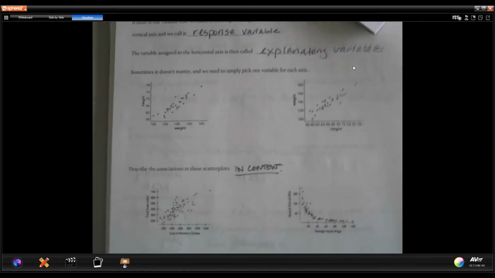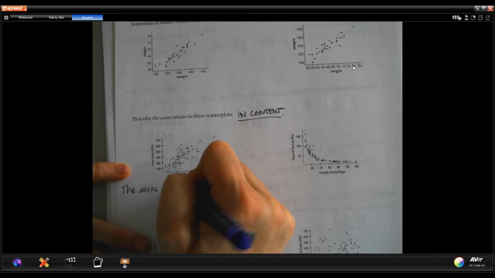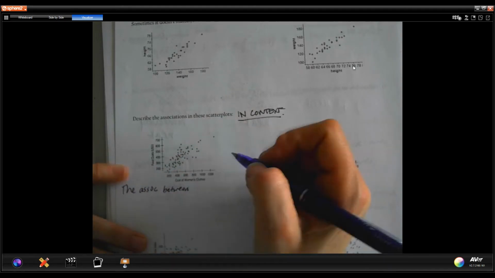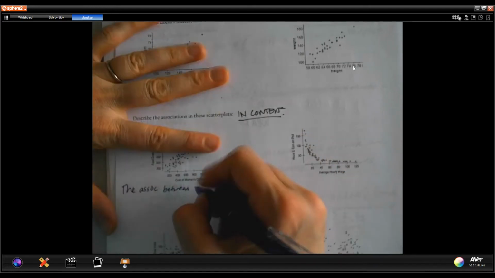So now we want to describe these associations of the scatter plots in context. This is going to be some actual writing that you're going to have to do. The association, that's how we're going to start all of them. The association between the two different variables, and then we're going to talk about its form, direction, and strength. Okay, so the association between food costs and cost of women's clothes.